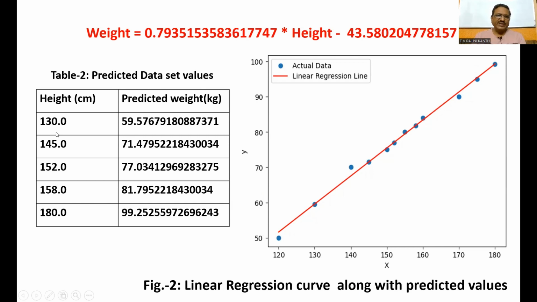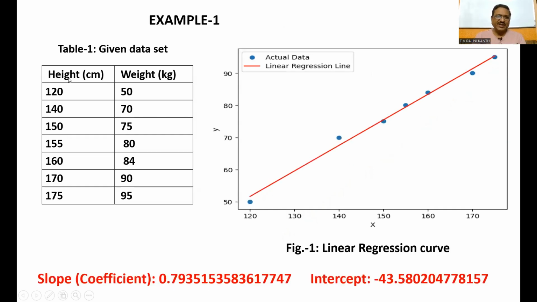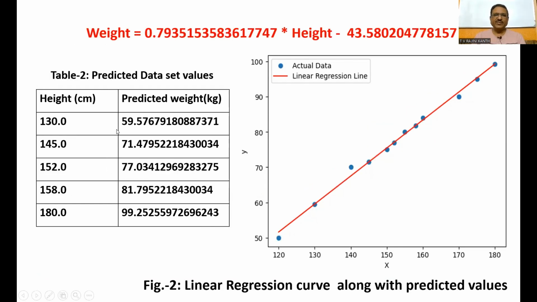I have taken 130 centimeters as a height, which is not given here, and for that the weight was predicted as 59.58. For 145, it is 71.48. Like this, the predicted values are there. We plotted all these predicted values again onto the line, and you can see how exactly they fit the equation. Here we are taking x as the height and y as the weight of the students.